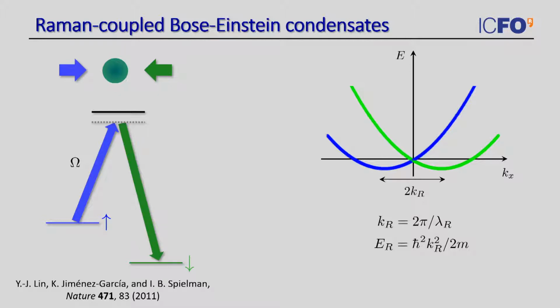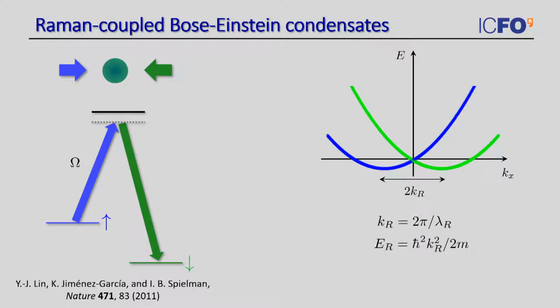Actually, we can do that if we use a two-component Bose-Einstein condensate with two internal states that I will call in the rest of my talk spin up or spin down, or blue and green atoms, and you couple these two states with two-photon Raman transitions. Now, if you look at the dispersion relation of these two states in the absence of the Raman coupling in the rotating frame, you get the following. So you get two parabolas that are separated by two times the momentum of the Raman lasers. This is because in order to go from the spin-up state to the spin-down state, you need to absorb a photon from one laser beam and re-emit in the other one, so you get a 2 k_r momentum kick.